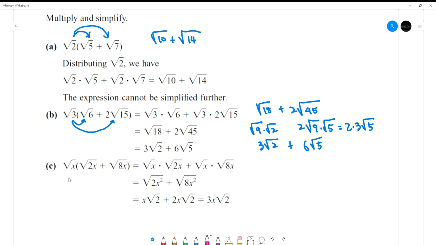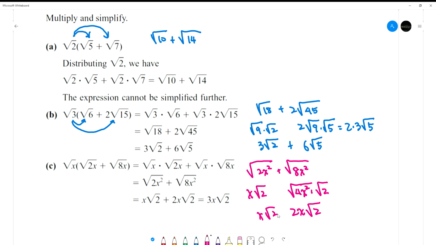Okay, in the last problem, we have radical x times radical 2x. So we end up with radical 2x squared plus radical 8x squared, right? The radical 2x squared becomes x radical 2. But the radical 8x squared, what is that? That is root 4x squared times root 2. And here is my 2x root 2. So I have x root 2 plus 2x root 2. These are like radicals. So x plus 2x is 3x root 2.